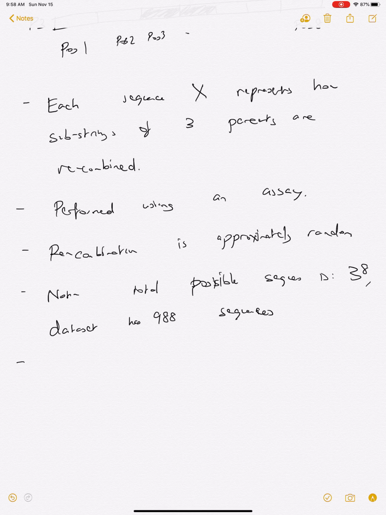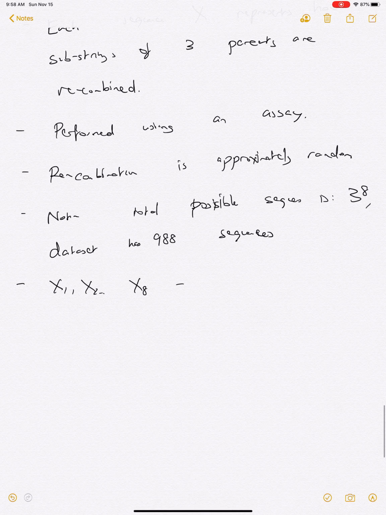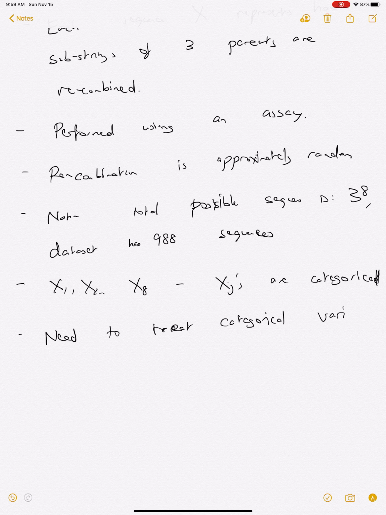So the upshot of all that is that we have X1, X2 up to X8. But the thing to keep in mind here is that these Xj are categorical. And that's something we haven't actually talked about in this course so far. We need to treat categorical variables differently to binary, continuous, etc.